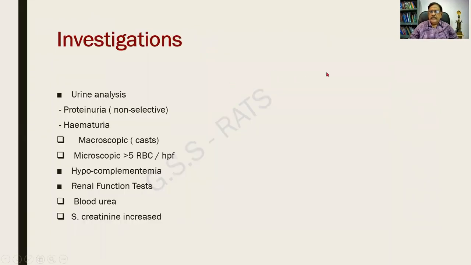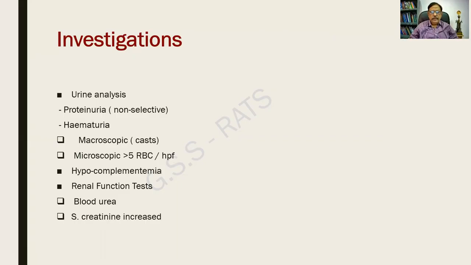What are the investigations in a case of streptococcal glomerulonephritis? When you do a urine analysis, there is a proteinuria. Proteinuria will be mild to moderate. Hematuria is conspicuous because there is a damage to the capillaries. There can be the casts. Casts of RBCs can be seen. And also you find RBCs can be individually present in the urine, more than 5 per high power field.